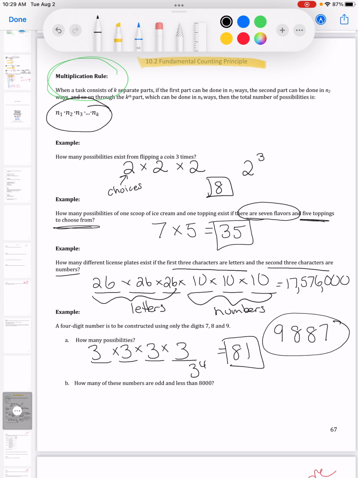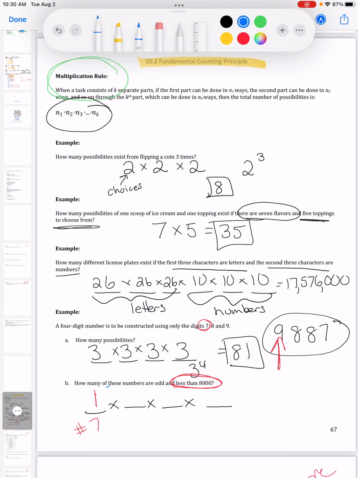Now for part B, I'm going to keep with my idea again of those 4 digits, thousands, hundreds, tens, and ones. But this time I've got some stipulations. It has to be less than 8,000. So if you're less than 8,000, you only have one choice in this thousands place. You have to start with the number 7. So there's one choice. Don't put 7 there because there are not 7 choices. The 1 stands for how many choices there are. There's only the one choice. It has to be the number 7.